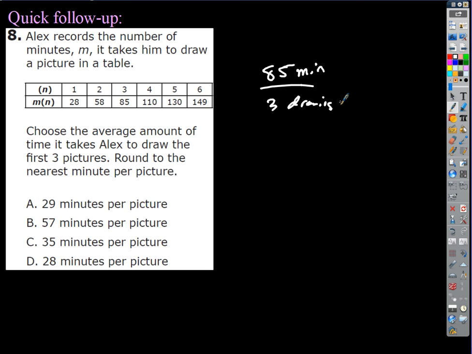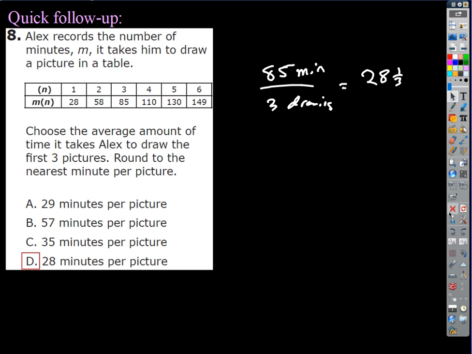It's not 35. That's going to go into that 2 with 2 left over, so 28 and a third. So 28. So if we round to the nearest picture, we get 28. You get the idea? Okay, good work. A lot of stuff.